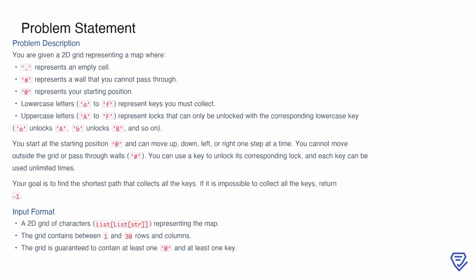You can move one step at a time in any of the four cardinal directions: up, down, left, or right. However, you cannot move outside the grid or pass through walls. Once you collect a key, you can use it to unlock its matching lock, and the key can be reused without limitation. Your task is to find the shortest path that allows you to collect all the keys. If it's impossible to collect all the keys, you should return -1.